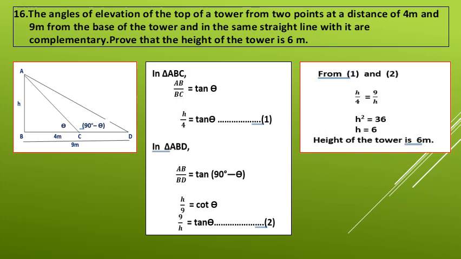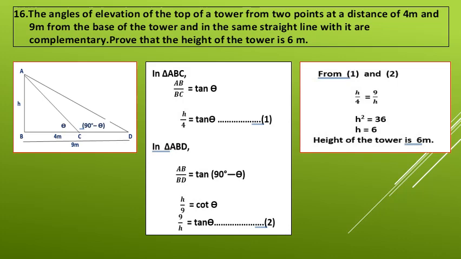In the given figure, AB is the tower. Its height is not given. Let the height of the tower be h meter. There are 2 points at C and D. The point C is 4 meter distance from the base of the tower B. Same way, point D is 9 meter from the base of the tower.